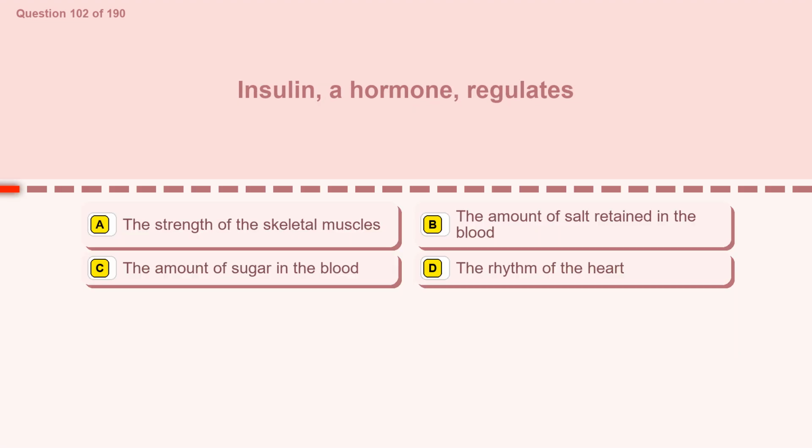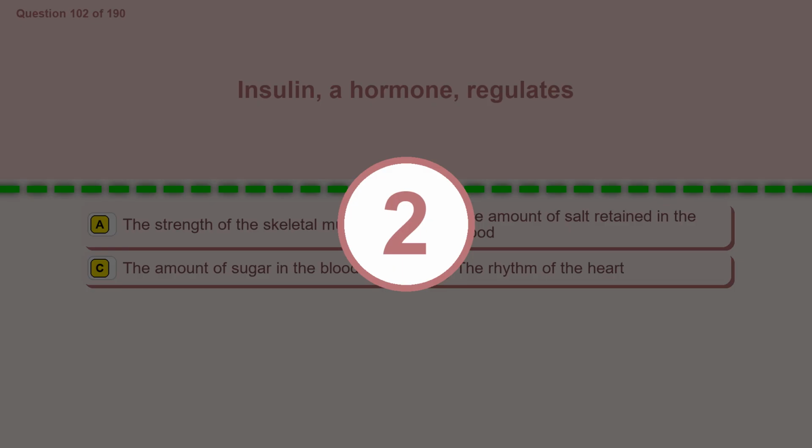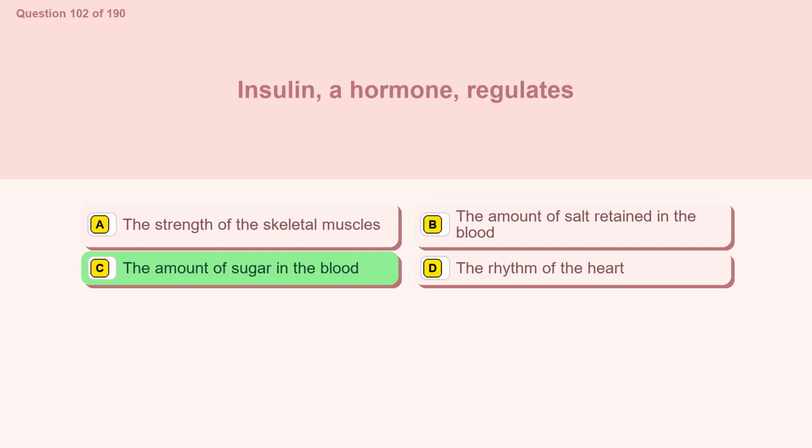Question 102. Insulin, a hormone, regulates: Option A, the strength of the skeletal muscles. Option B, the amount of salt retained in the blood. Option C, the amount of sugar in the blood. Option D, the rhythm of the heart. The correct answer is option C, the amount of sugar in the blood.